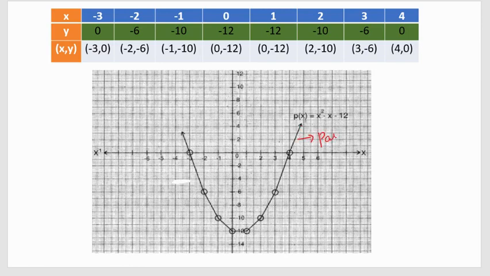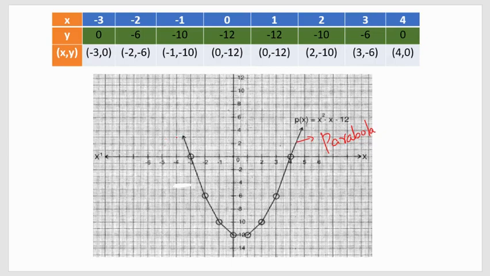We call it a parabola. We clearly observe that wherever the parabola touches the x-axis, that is the solution of the given quadratic polynomial. The parabola is touching the x-axis at 4 and minus 3. So 4 and minus 3 are the zeros of the given quadratic polynomial x square minus x minus 12.